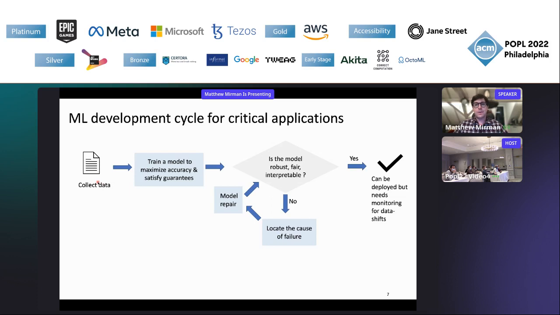And then we want to test them and test such properties as robustness, fairness, and interpretability, and see if the models that we've trained actually do satisfy these properties. If the models that we've trained don't satisfy these properties, this isn't the end of the story for the model. We want to be able to debug models and figure out where the cause of the failure is in the model, and then repair the models.